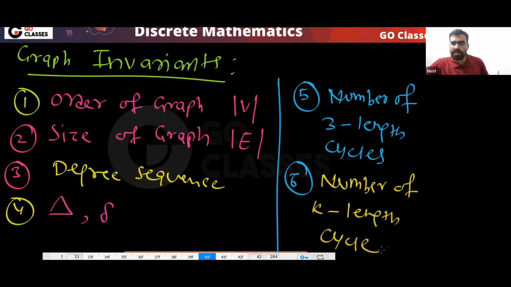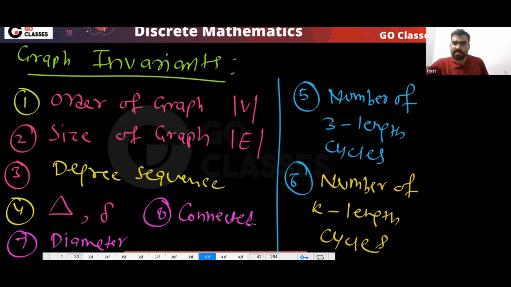Yes or no? If you notice, these properties are the graph invariants, the properties which should be the same for isomorphic graphs. Maximum degree, minimum degree, order of a graph, size of a graph, degree sequence, number of cycles. What else? Diameter. What else? Connectedness, meaning either both must be connected or both must be disconnected. All these concepts are basically graph invariants. Is this clear to everyone?